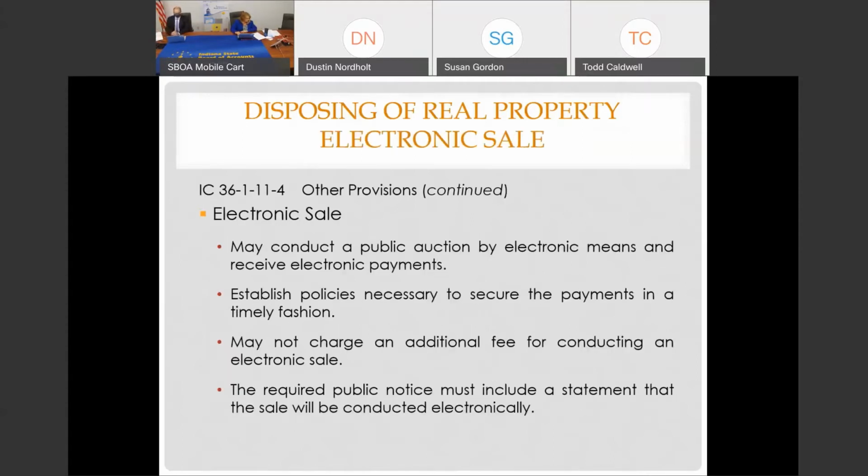On electronic sale, a disposing agent can conduct a public auction by electronic means and receive electronic payments. There should be some internal controls and policies established over that process. And then as far as your public notice is concerned, that should include a statement that the sale will be conducted electronically.